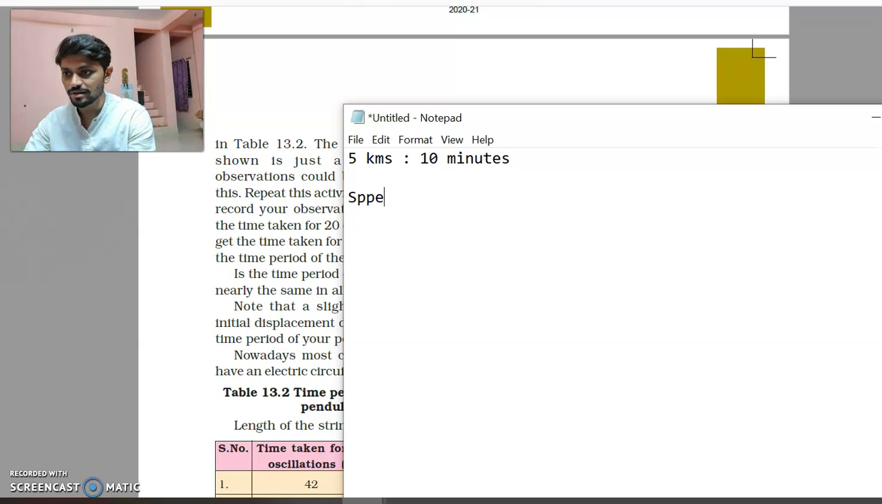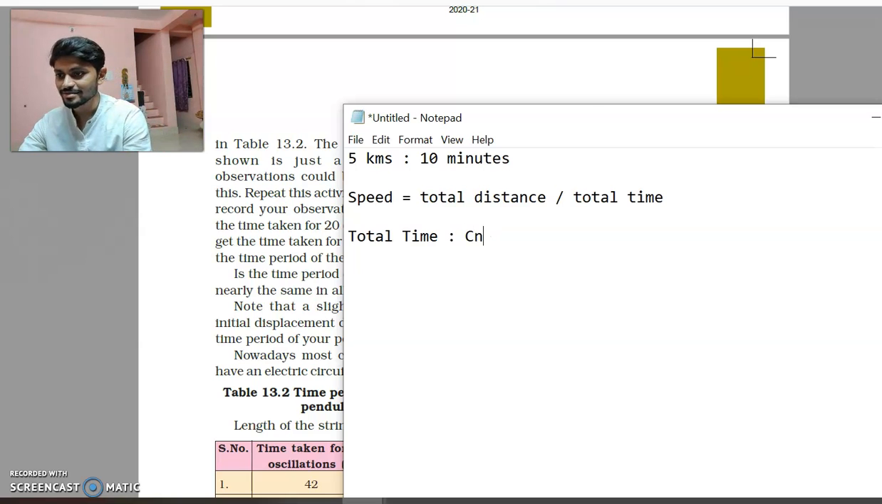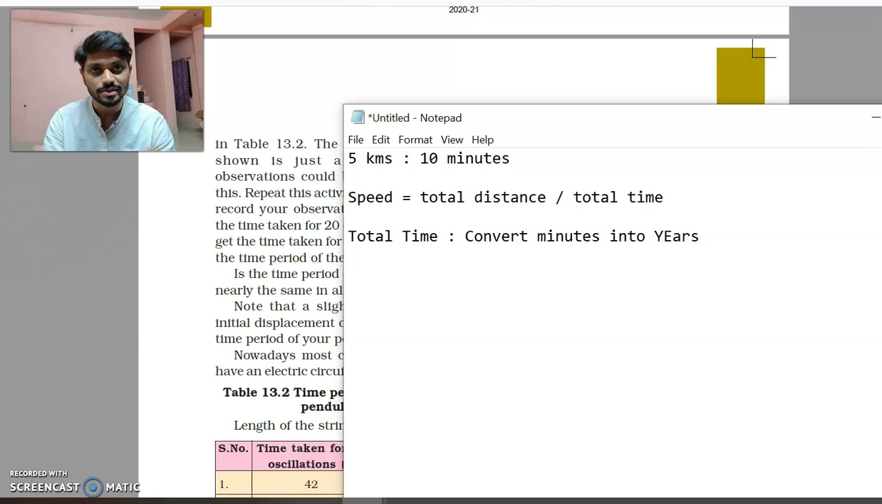Now we know that speed is equal to total distance divided by total time. If you take the unit of time as 1 year, what will happen? What would be my total time? The total time was 10 minutes. So you will have to convert minutes into years. Why? Because you told that you want to take the unit of time as 1 year.